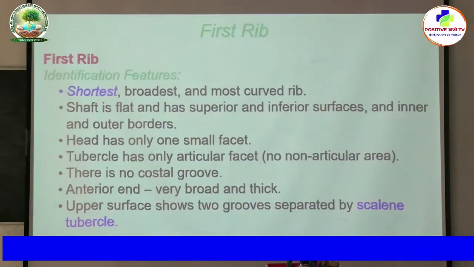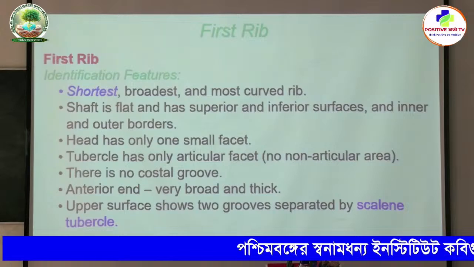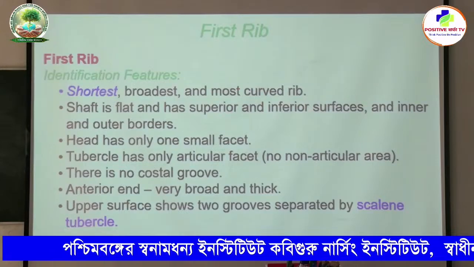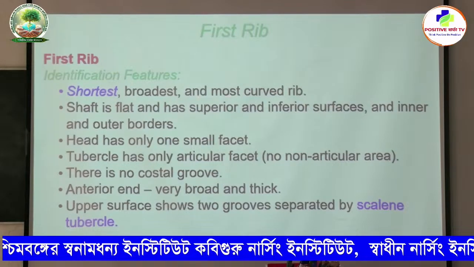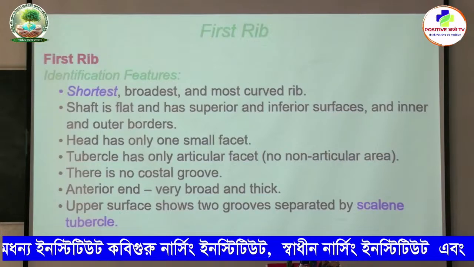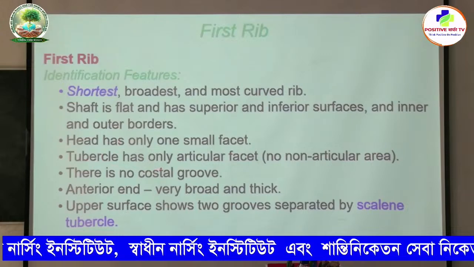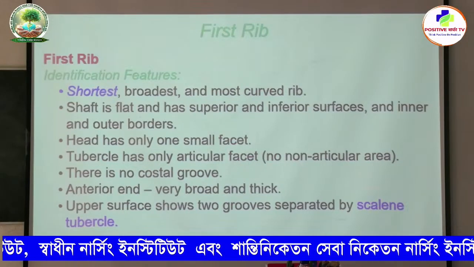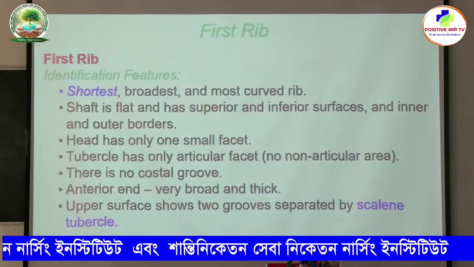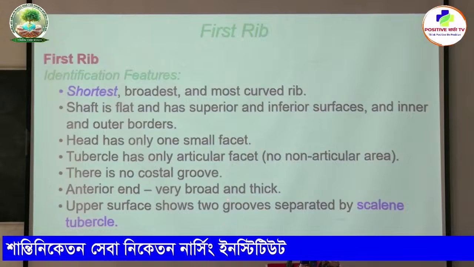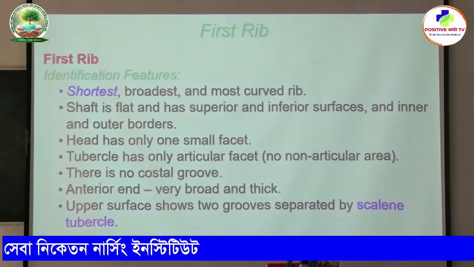So we will discuss individual ribs in detail. First rib is very important. Its identification features and attachments are important. Okay. So first rib, identification features. It is the shortest, broadest and most curved rib. Shaft is flat and has superior and inferior surfaces and inner and outer borders. Head has only one small facet. Tubercle has only an articular facet, no non-articular area. There is no costal groove. Anterior end is very broad and thick. Upper surface shows two grooves separated by a scalene tubercle. Okay.